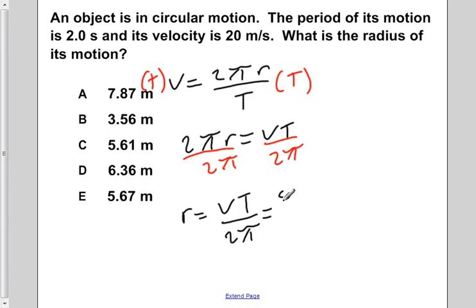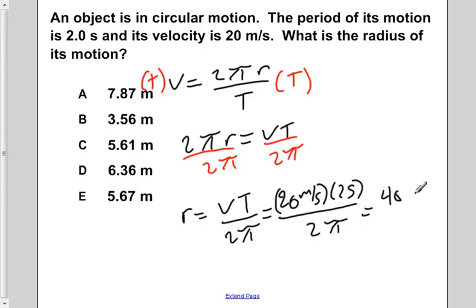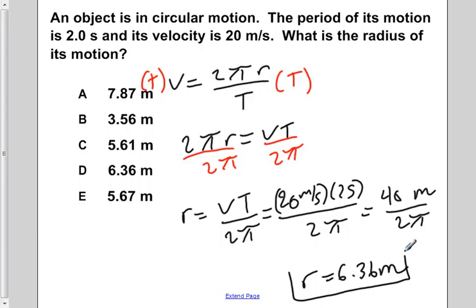So V is 20 meters per second, the period is 2 seconds, and we're dividing by 2 pi. Now this will give us a value of 40 meters divided by 2 pi. If you actually calculate this out, you should get a radius of roughly 6.36 meters. So our answer is D, 6.36 meters.